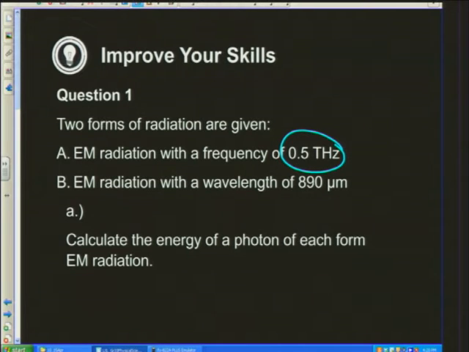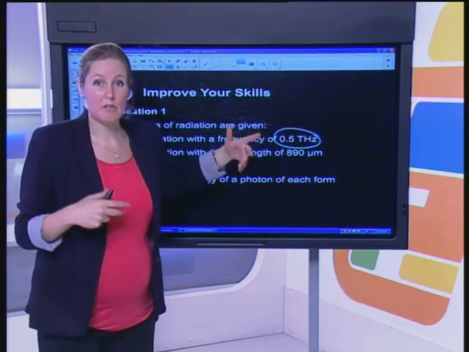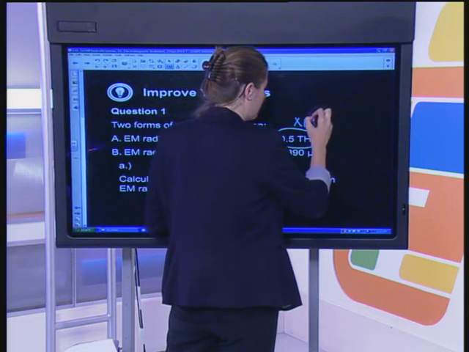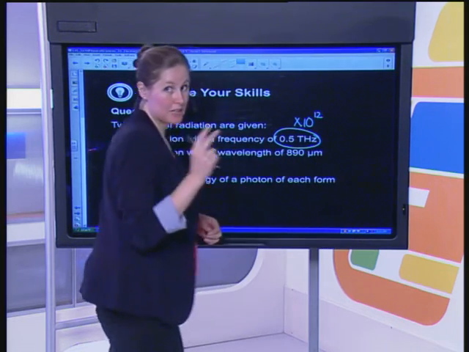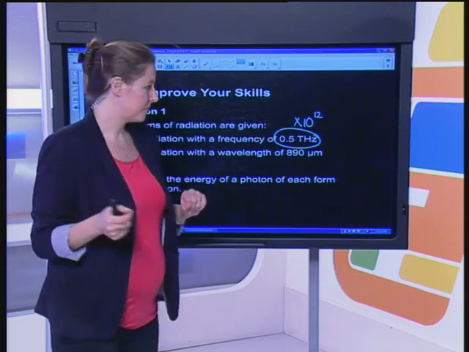And you might have heard of maybe a terabyte in terms of kind of computers. Tera is standing for a very large number. The tera stands for times 10 to the power of 12. Remember I said we're going to deal with big numbers. And the hertz is the unit for frequency.